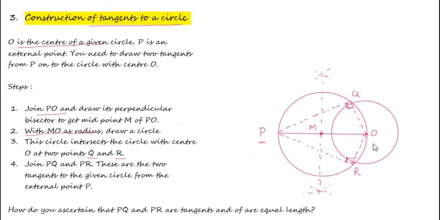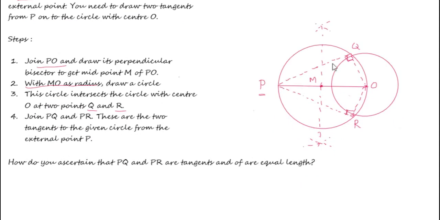Construction is quite simple. Now how do you say that PQ and PR are the tangents and also PQ equal to PR? When you draw 2 tangents from an external point to a circle, both the tangents are of equal length. How to prove that? First, we need to prove that these are tangents. Now in the circle drawn, PO is the diameter.